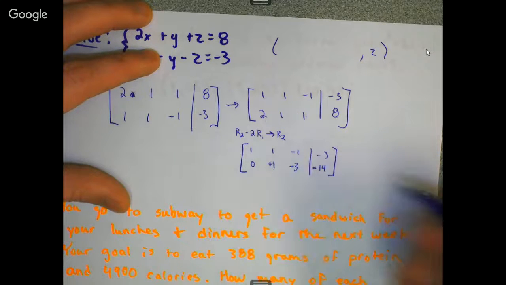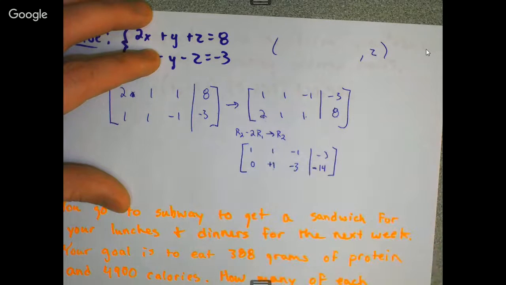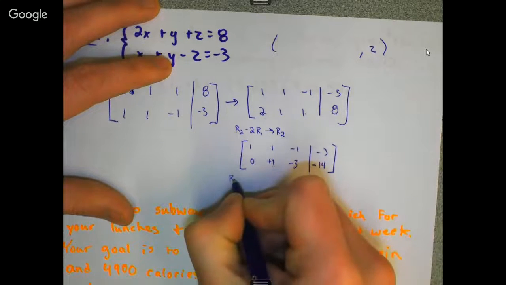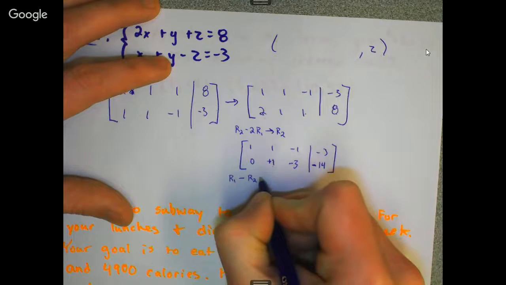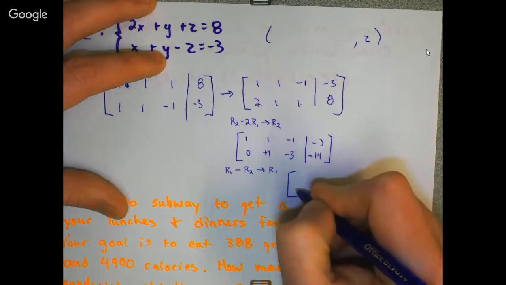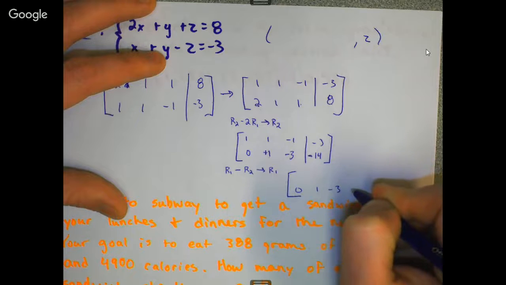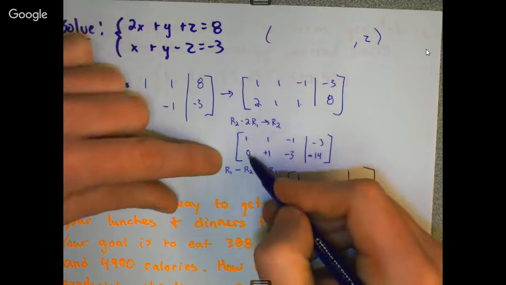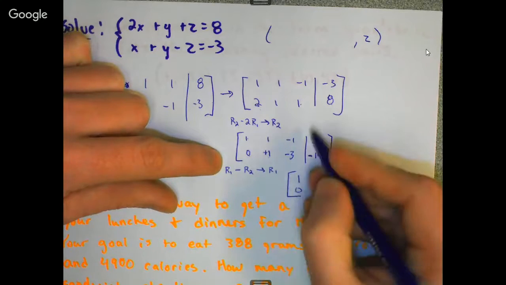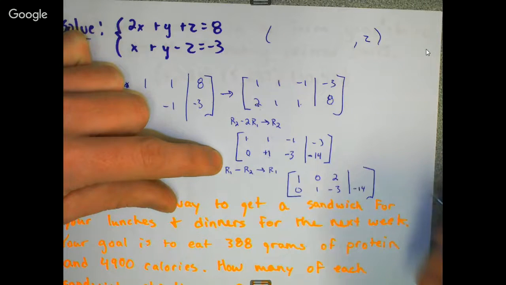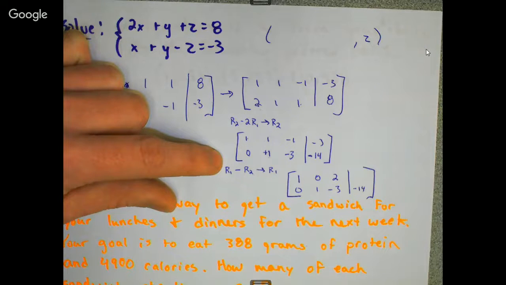Okay, so that's good. Now this here has to become a 0. So all I'm going to do is subtract the 2 rows. So row 1 minus row 2, and that goes back into row 1. Okay, running out of room here. So row 2 is good. So that's 1. That's 1 minus 0. That's 1 minus 1 is 0. That's -1 minus -3, which is 2. That is -3 minus -14, which is 11.